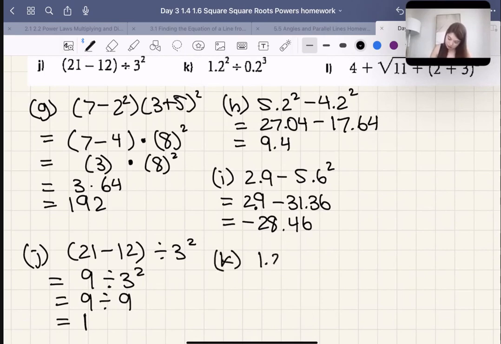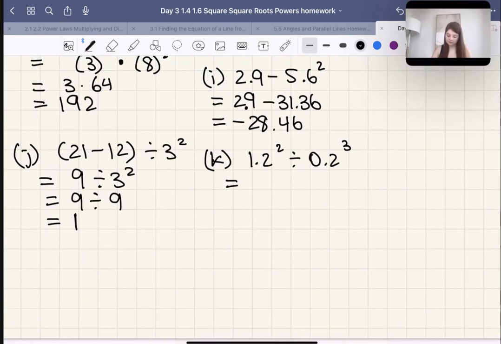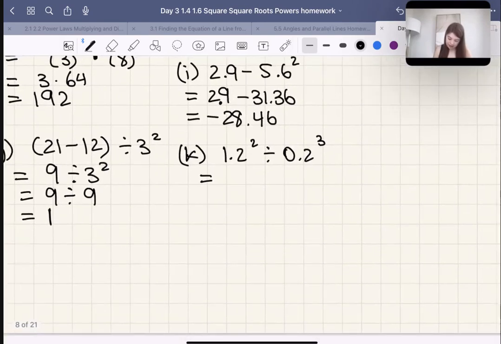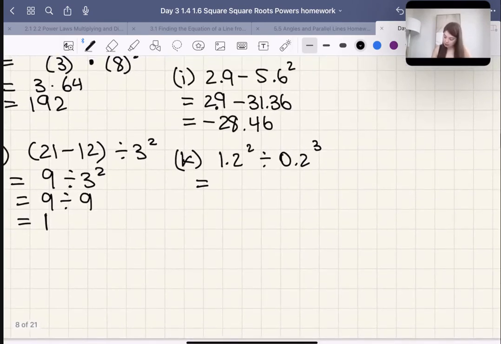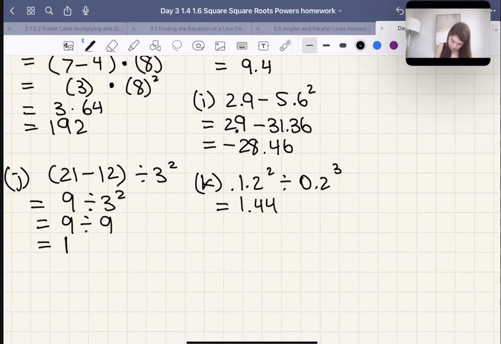Okay, the next one is K, which is 1.2 squared divided by 0.2 cubed. So are there any brackets here? No. Are there any exponents? Yes. We have 2 exponents, 1.2 squared, which if we plug that in our calculator, we get 1.44. And then 0.2 cubed is 0.008.